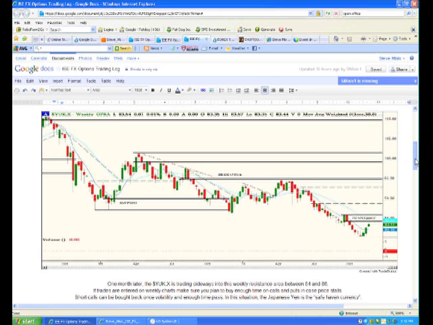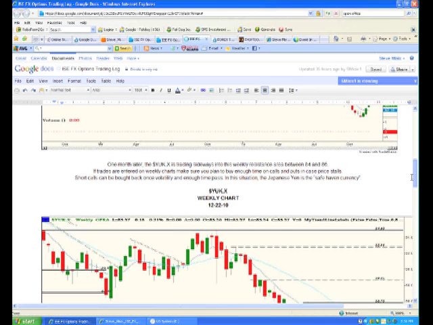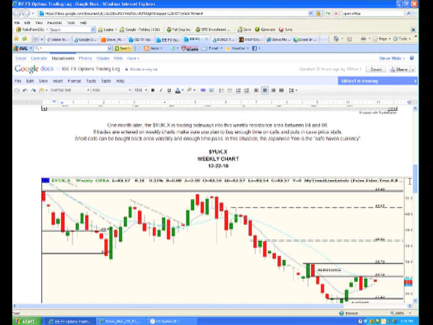So a month later, we still got the dollar yen trading in the sideways pattern. It's trading between 84 and 86. And if trades are entered on weekly charts, make sure if you're buying options, you buy enough time. You don't want to be buying nearby options if you happen to be buying options, because this trade could take a while on a weekly chart to develop. And it's already going on 4 to 5 weeks that we rallied into that resistance area at 84, and pretty much we're just going sideways.